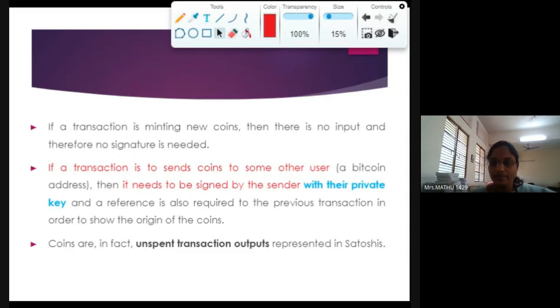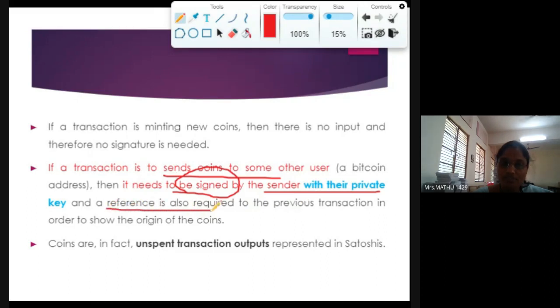It would have come from various sources, and you would not be able to track from where it has come. But here you also need to give the reference. When you are sending the coin to some other user, first it should be signed by the sender with their private key. And the next one is, you also need to give the reference of the previous transaction, in order to show the origin of the coins.